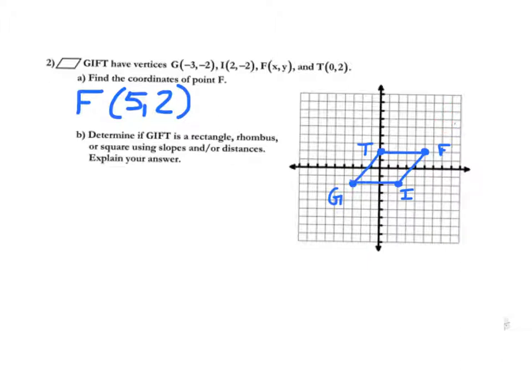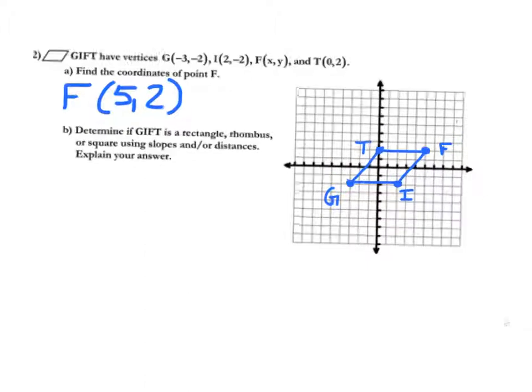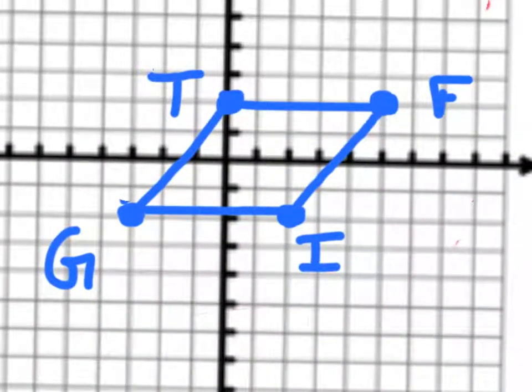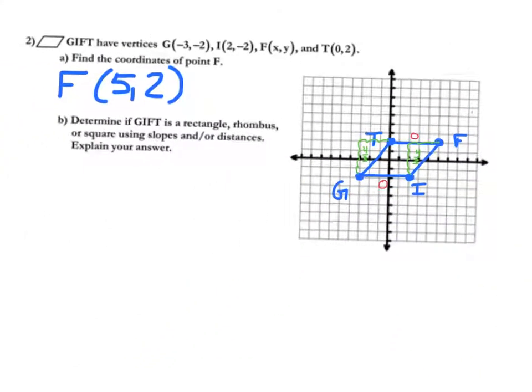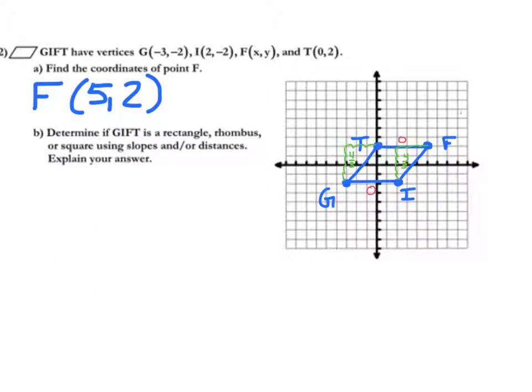We're going to go ahead and find all 4 slopes to start. I'm just going to do that right on the graph, you guys. TG is up 1, 2, 3, 4 over 1, 2, 3. IF up 1, 2, 3, 4 over 1, 2, 3. There's our 2 slopes there. Now, interestingly enough, TF is a horizontal line, so that slope is 0. GI also has a slope of 0. Okay, so we have our slopes of 4 over 3, 4 over 3, 0, and 0.